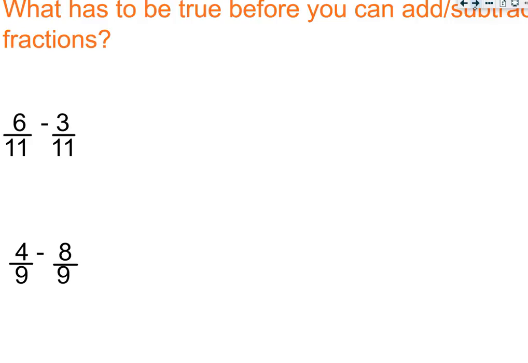Another thing to note before adding or subtracting any sorts of numbers or fractions, or rational numbers rather, is you need to make sure that the denominators of the two fractions are the same. If they are not the same, you need to do some work to make them the same. So in these two cases on the screen, 6/11 minus 3/11 have the same denominator. The number on the bottom is called the denominator. The number on the top is called the numerator.